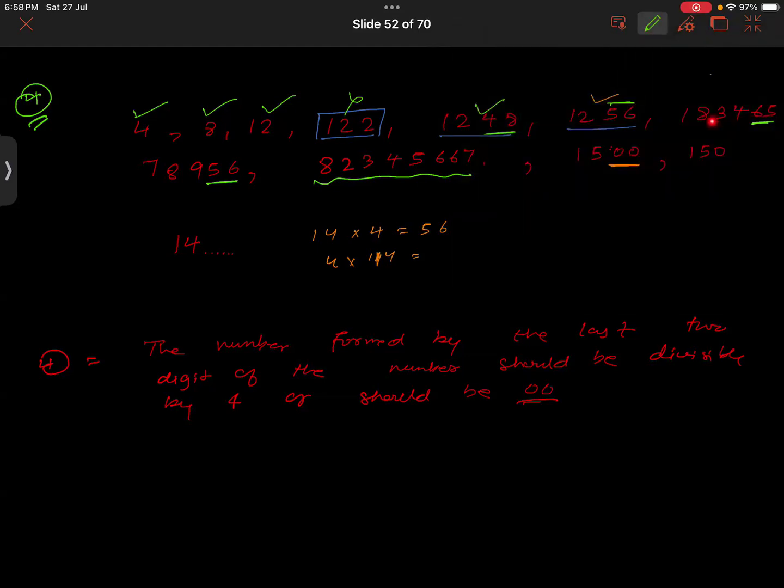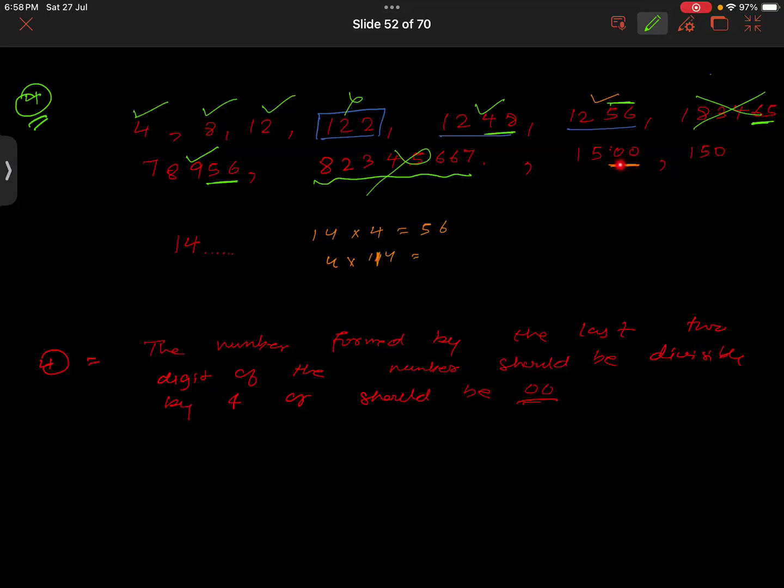Got this? But in this one, the number 65, is it divisible by 4? The number formed by the last two digits. No, of course not. So thereby the complete number is not divisible by 4. What about this one? Again, it is divisible. Good. What about this one? Not. 67 is not divisible by 4, hence the whole number is not divisible by 4.